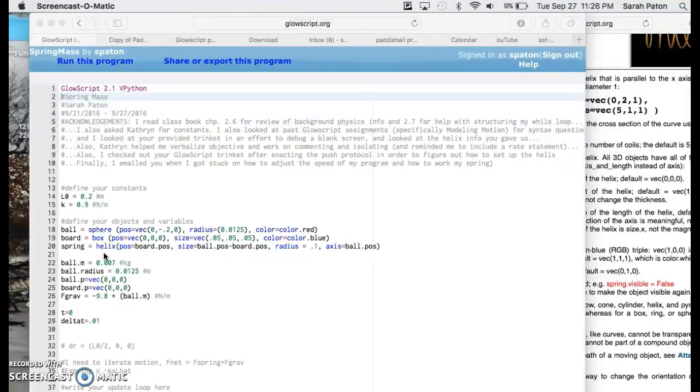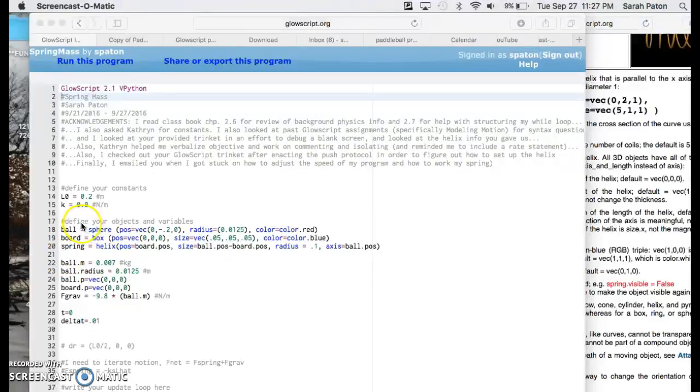I was confused about the syntax around a helix, and originally I had values and vectors in here for position and size, and then I wasn't sure how to make the spring follow the ball. Then eventually, with some of your help, I realized that I just needed to establish that the position and the size followed certain values, certain variables.